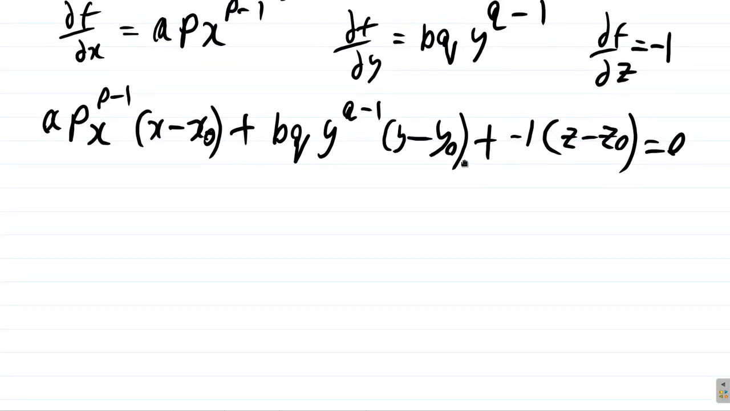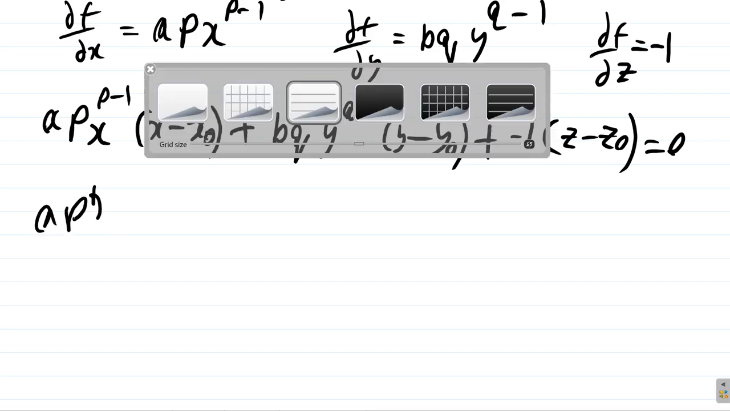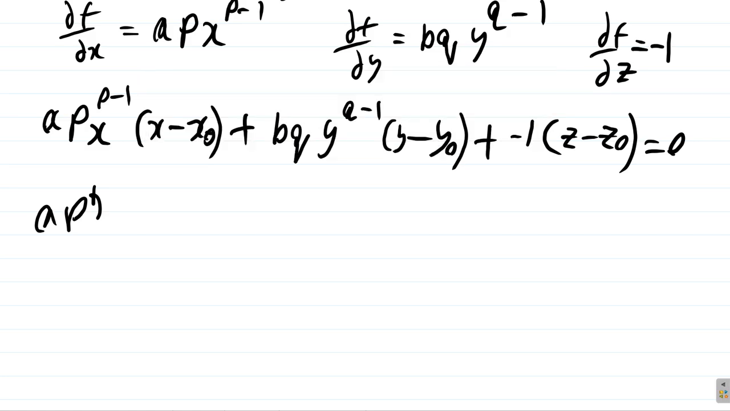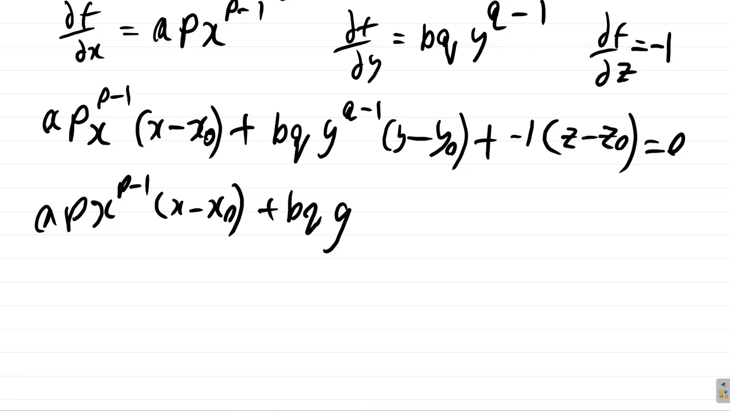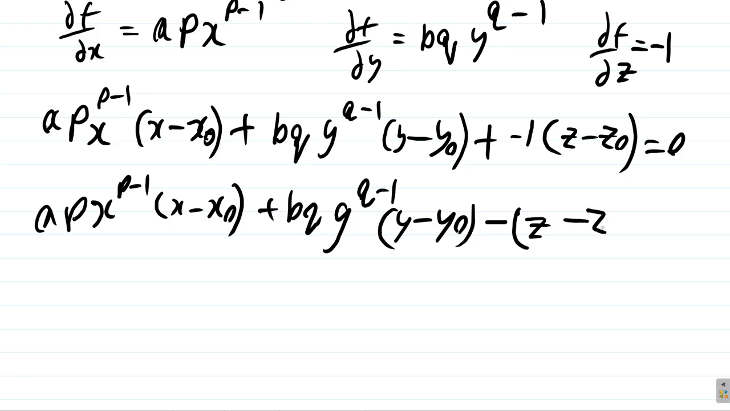Alright. Now, let me write this back. AP x to the P minus 1, x minus x naught, plus BQ y to the Q minus 1, y minus y naught, minus z minus z naught equals 0.